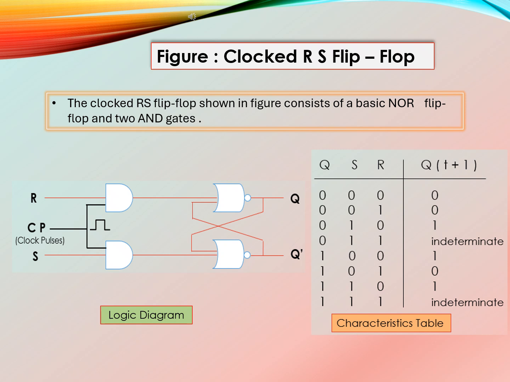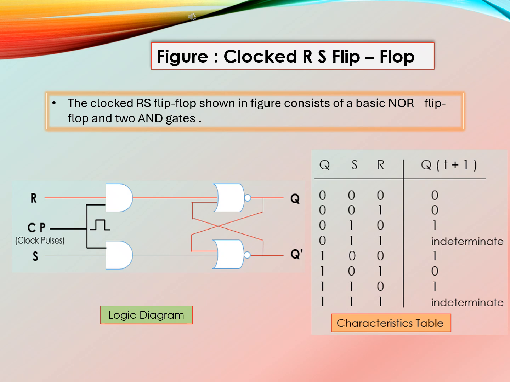Now, how it works, we can understand step by step. The role of the clock. This flip-flop does not react to the S and R inputs directly. Instead, the S and R inputs are gated through two AND gates, each of which is also connected to the clock signal. This means that only when the clock signal is high, when clock is equal to 1, the values of R and S are allowed to pass through the AND gates and reach the NOR latch.